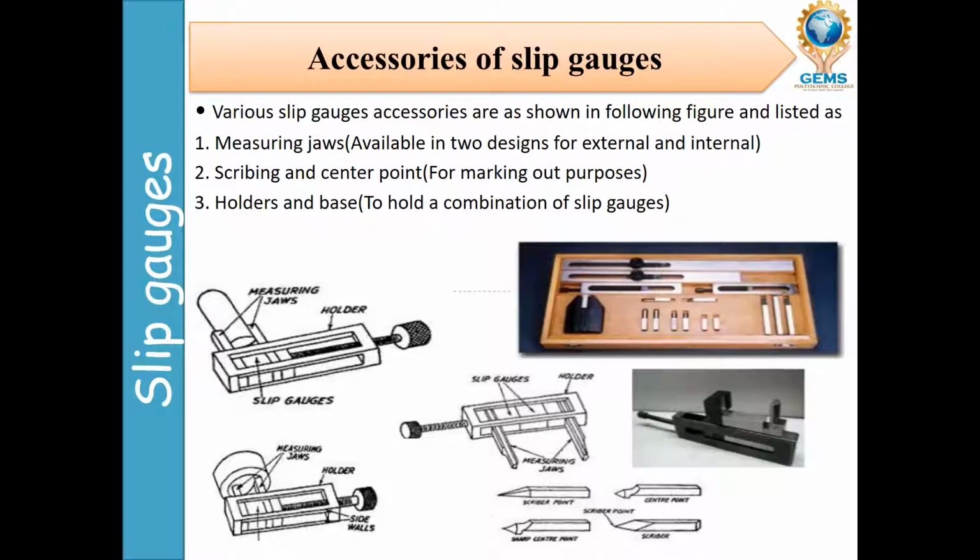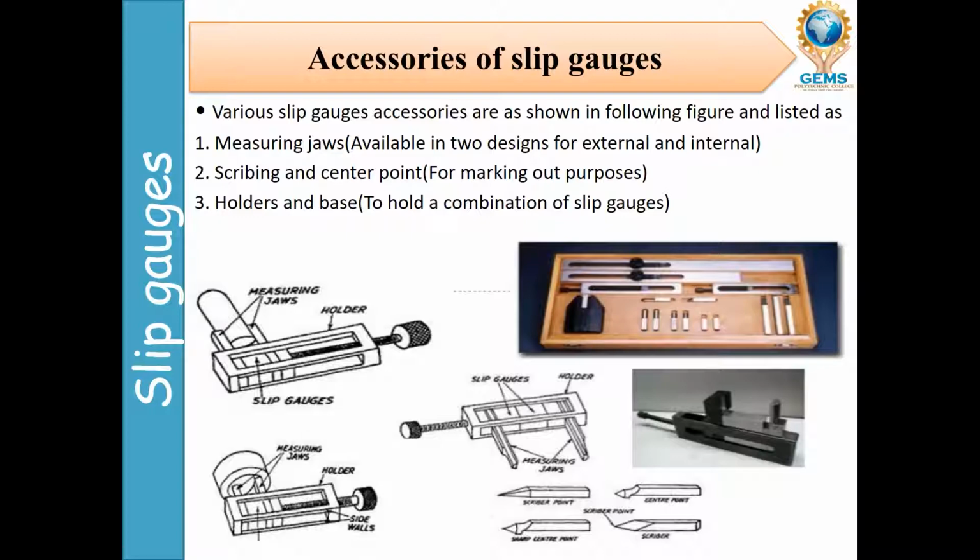Measuring jaws are available in two designs, for external or internal measurement. For external measurement, we can use the measuring jaws. The scriber and center point are for marking out purposes, so for marking we use both.